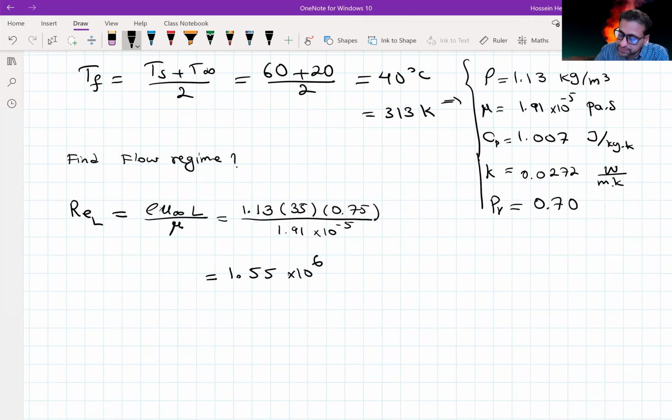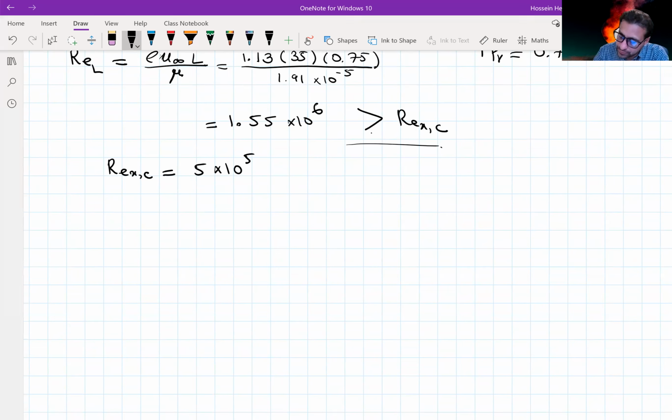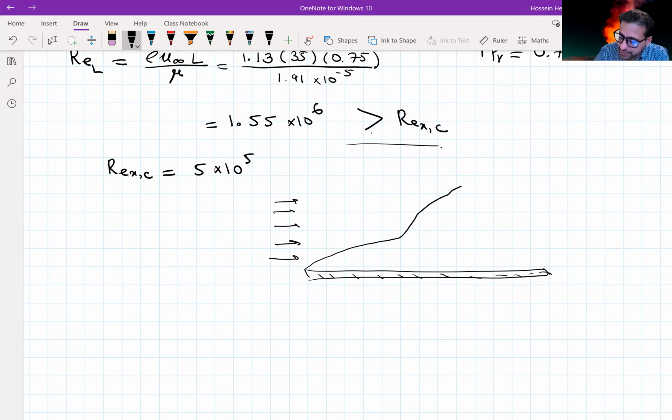Now for a flat plate, we had a critical Reynolds number. We were saying Reynolds number of x, c, the critical one, was 5 times 10 to the power 5. So the value of Reynolds L is greater than this critical value. What it means here is a portion of the plate is exposed to turbulent flow. So if I have this plate, and this is the flow of air that's coming, initially I have a laminar flow, and then we have transition to the turbulent flow. So I can assume this is laminar, not really considering the transition zone, and this is the turbulent boundary layer.